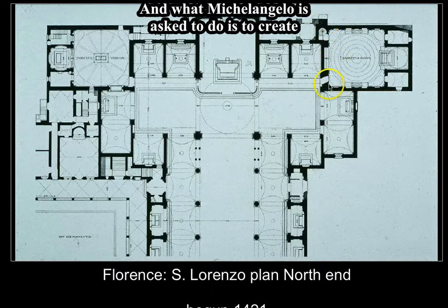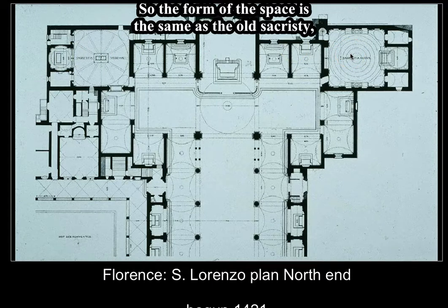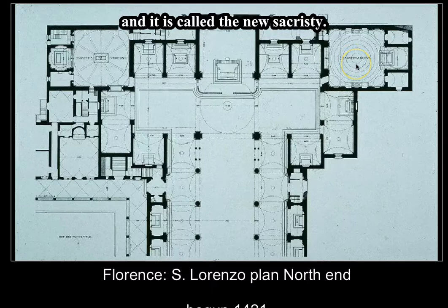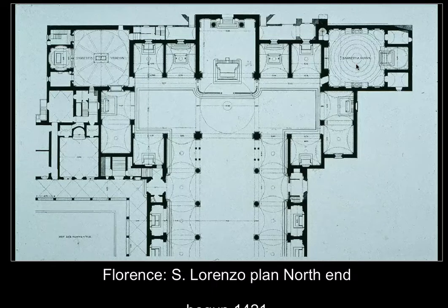And what Michelangelo is asked to do is to create a symmetrical addition to the church. So the form of the space is the same as the old sacristy, and it is called the new sacristy. And this was to be filled with some sort of monument to these Medici men.